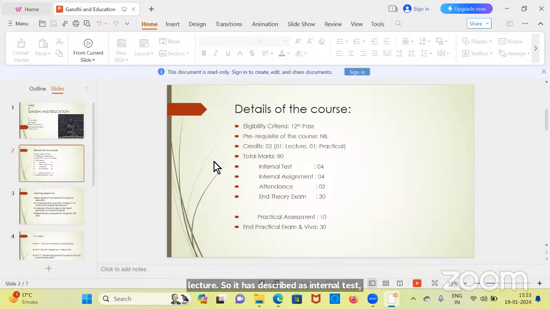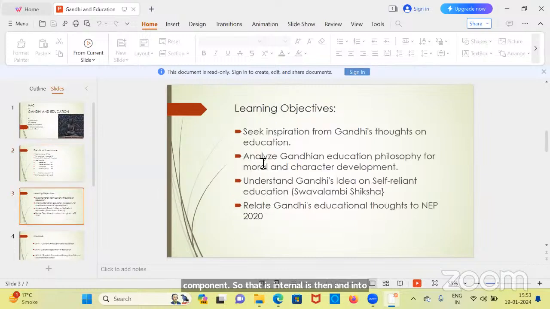Out of the remaining 40 marks, it is for the practical component. The internal is 10, and the end practical exam and viva will be 30 marks. So what are the objectives of this course?